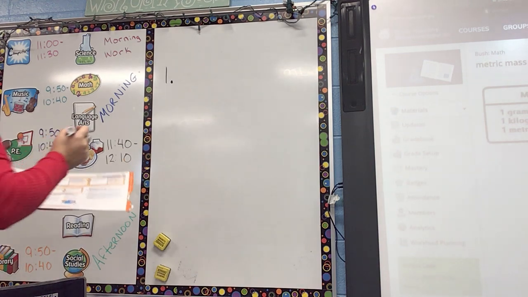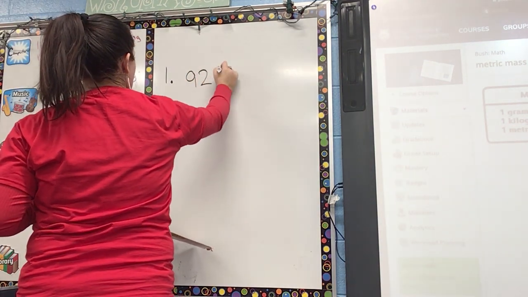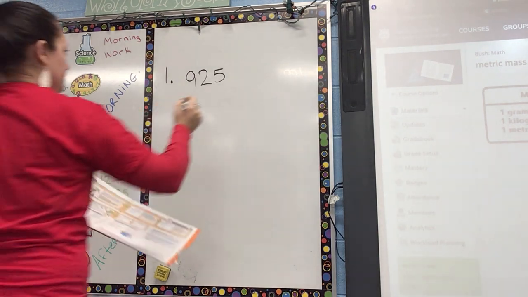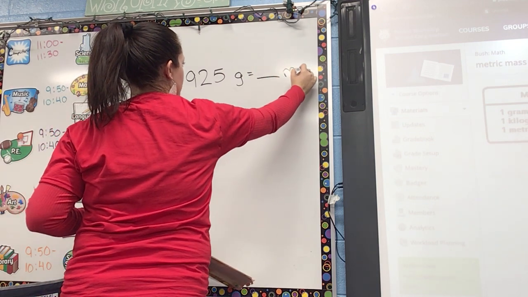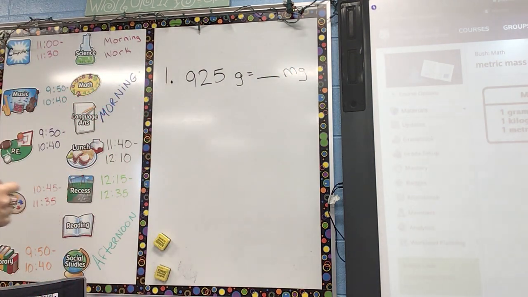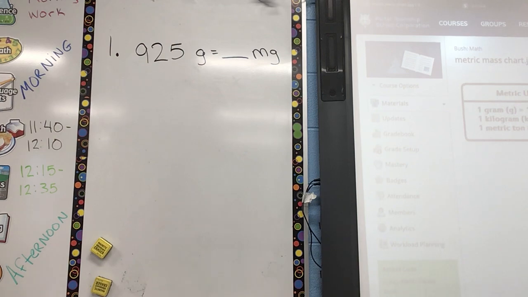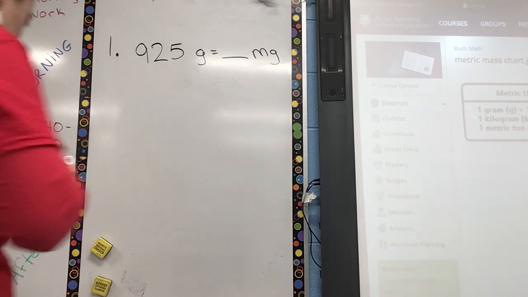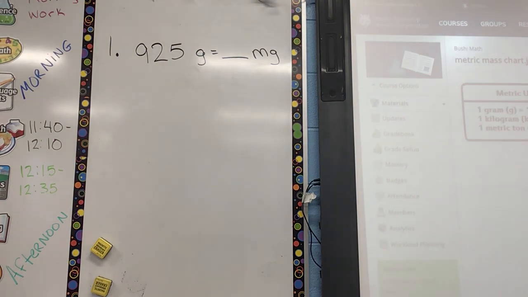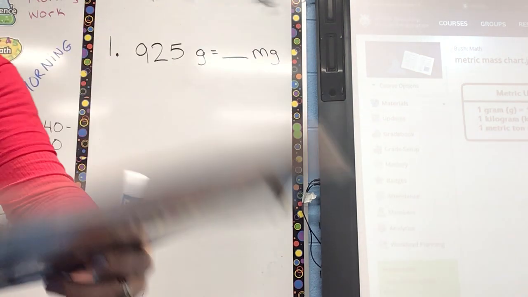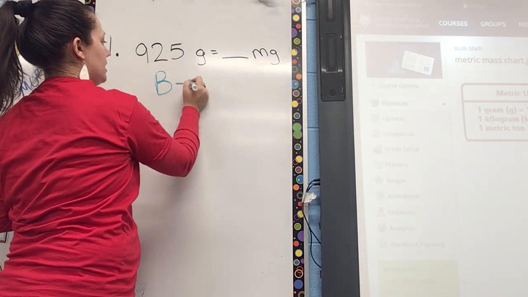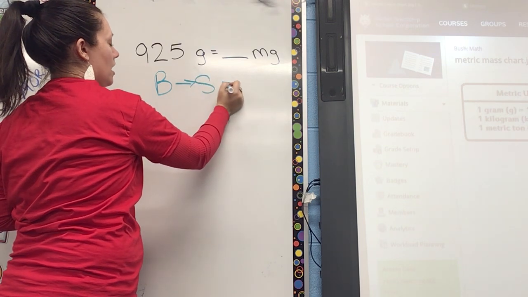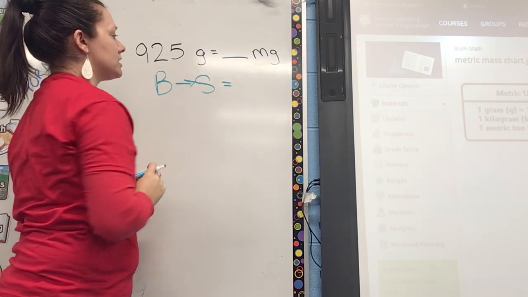Number 1, we're going to look at grams, 925 of them. And we're going to convert them to milligrams. All right, 925 grams, and we're converting them to milligrams. So am I going from small to big or big to small here? Which direction are we moving? I hear friends saying big to small. Everybody in agreement? Yeah. So B for big, S for small. A bigger measurement, I'm converting it to a smaller measurement.